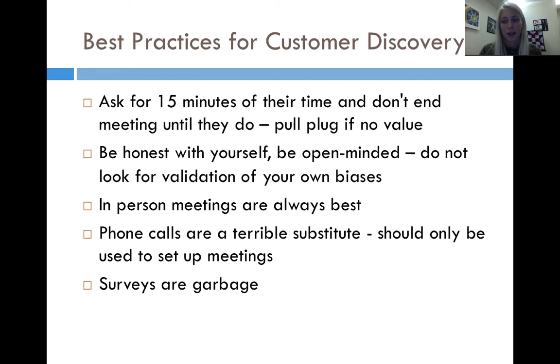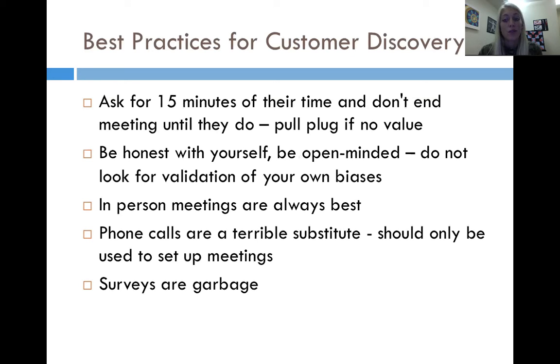Some of the best practices or takeaways for customer discovery: ask for 15 minutes of their time, and don't end the meeting until they do. So don't cut them off short if they're willing to talk more. Be willing to schedule 30 or 40 minutes if they have the time, the interest, and opinions to share. But pull the plug if there's no value. If they aren't the right people to be talking to, just cut them off, because you're wasting both your time and their time.